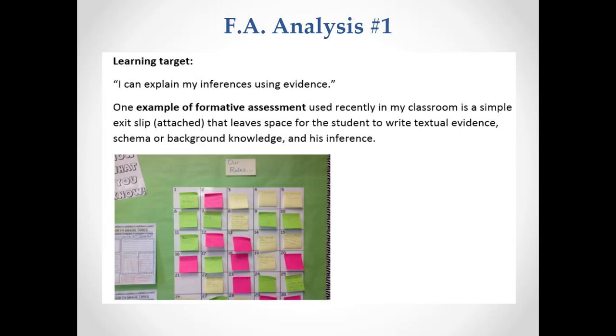When I think about what they were actually asked to do, they were asked to make an inference and then to write either textual evidence, schema, and or background knowledge. That's really not an explanation. That's more of a list rather than an explanation. So automatically, I can say that this task isn't congruent to the verb in the learning target, because listing is a lower skill level than explaining.